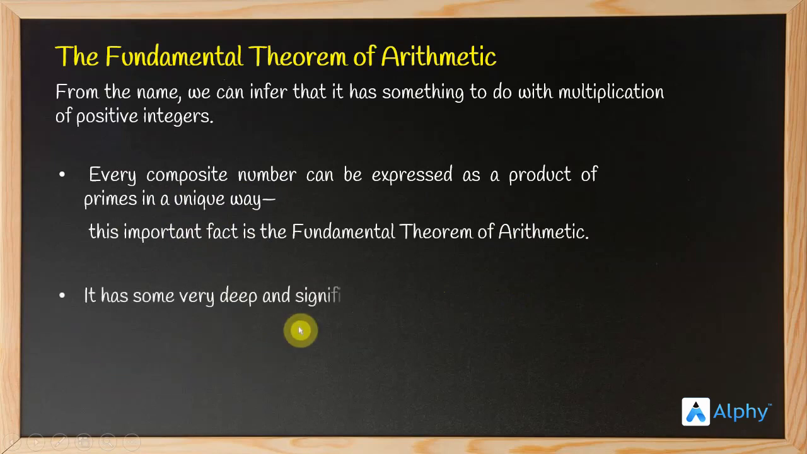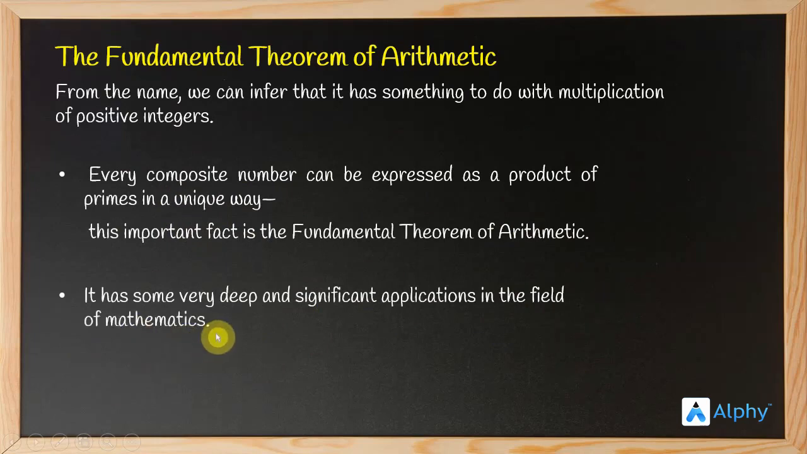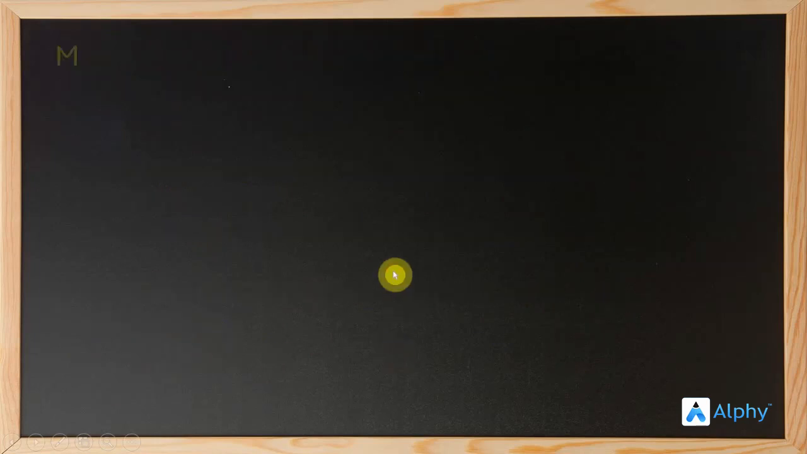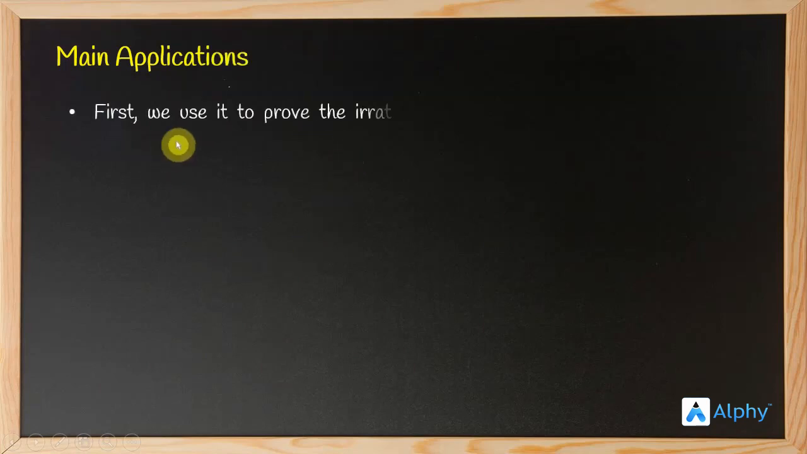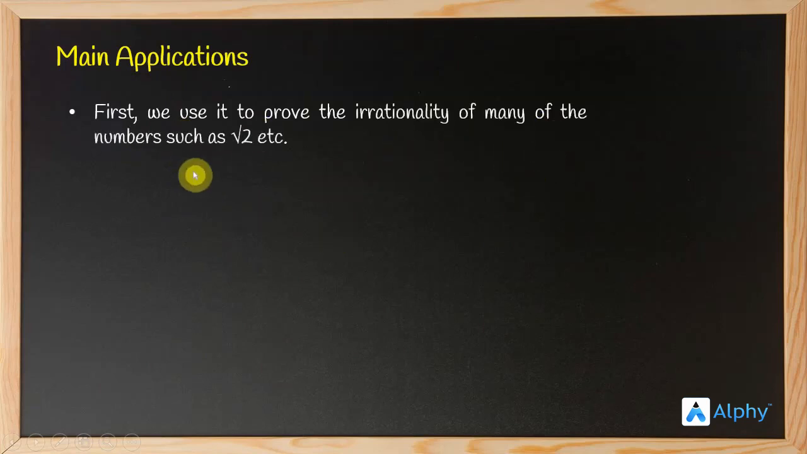It has some very deep and significant applications in the field of mathematics. So we are going to look at some of the main applications this theorem has. First, we use it to prove the irrationality of many of the numbers such as root 2, etc. So you're going to come across various types of questions in which you're going to have to prove that these numbers are indeed irrational numbers. So there we're going to use this theorem.